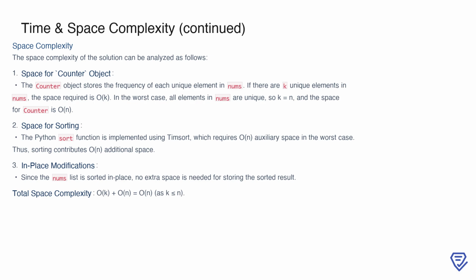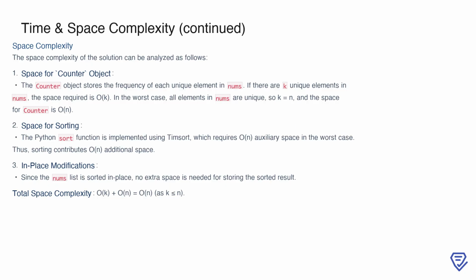Now let's examine the space complexity. First, the Counter object stores the frequency of each unique element in the array. If there are k unique elements, this requires O(k) space. In the worst case, when every element in the array is unique, k equals n, making this contribution O(n).